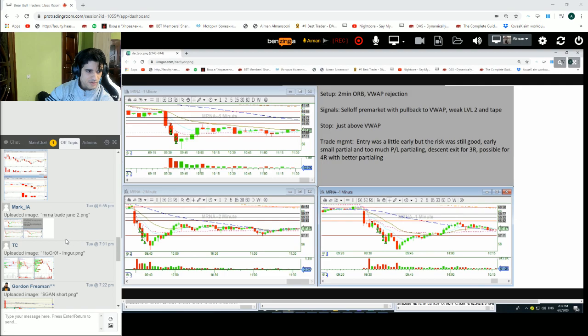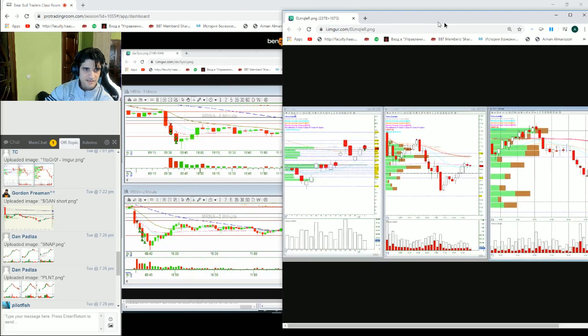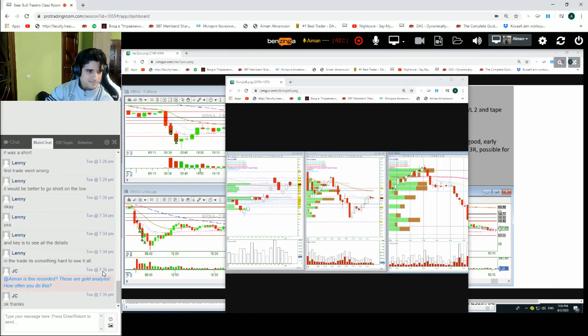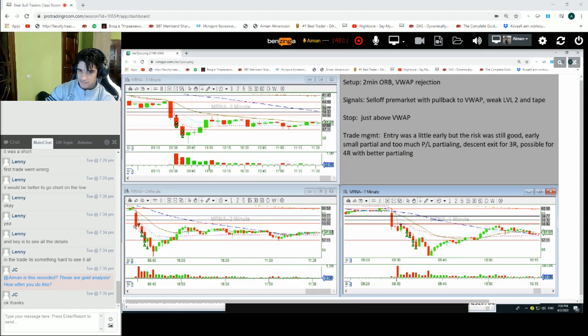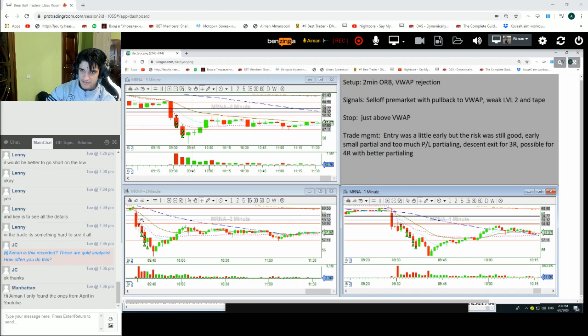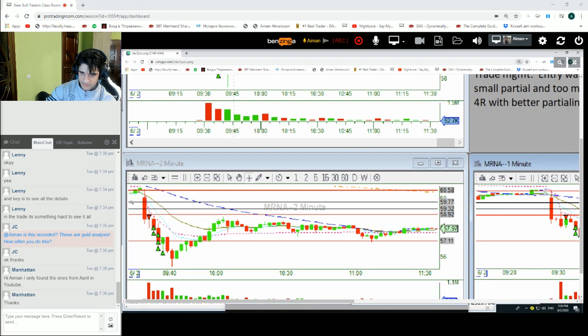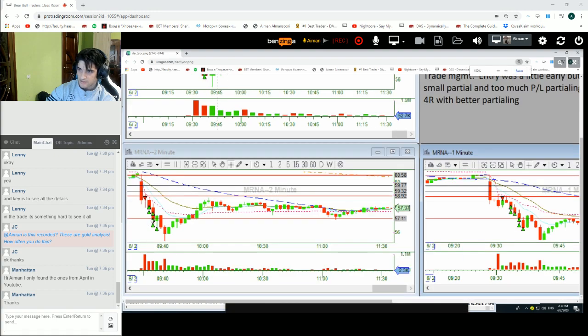Mark, let's see what you did there, and then we have TC. So Mark, set up: 2-minute opening range breakdown after a VWAP rejection, and you could see that here, guys. It was a 2-minute open range breakdown after it wicked back a little bit and rejected VWAP. Right here, drop down, pulled back, and that was the entry to the short side.